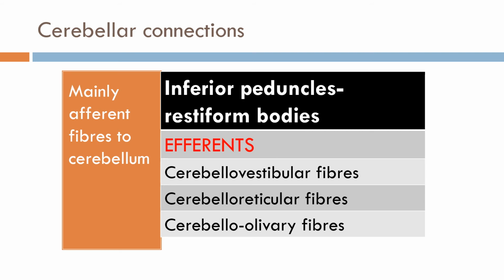Efferents from the inferior cerebellar peduncle go to the vestibular nuclei, to the reticular nuclei and to the olivary nuclei. So they are the cerebellovestibular, cerebelloreticular and cerebello-olivary.